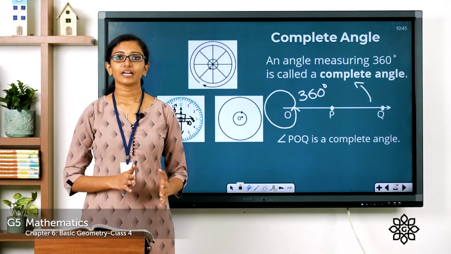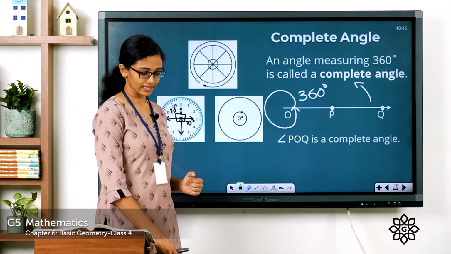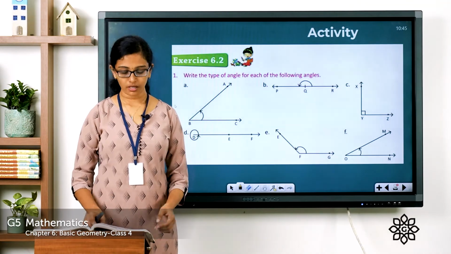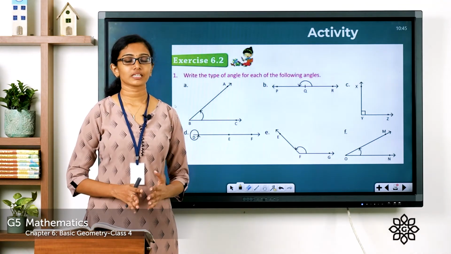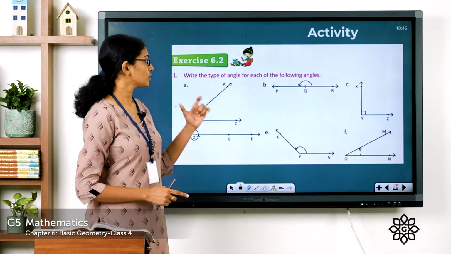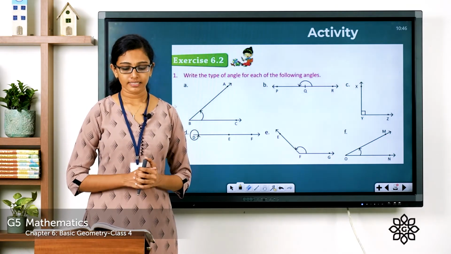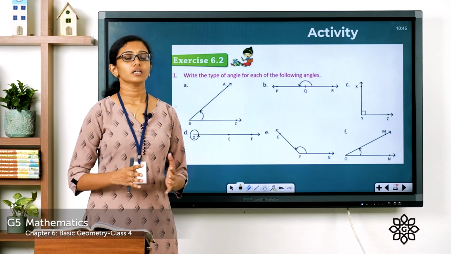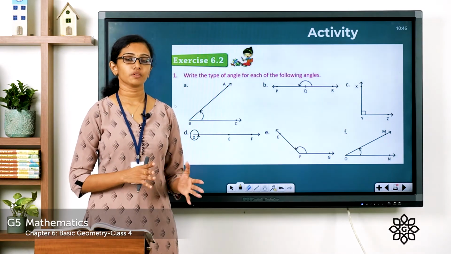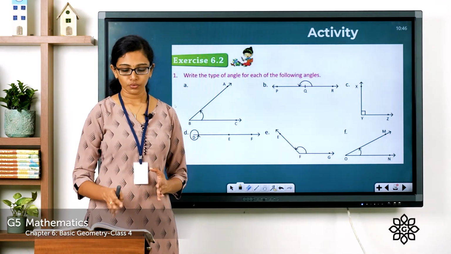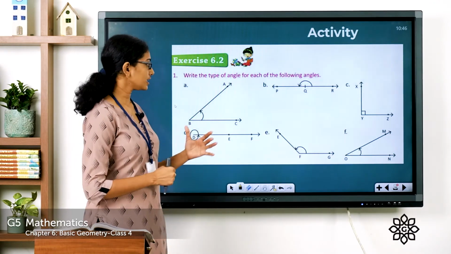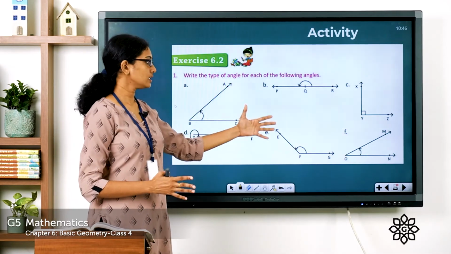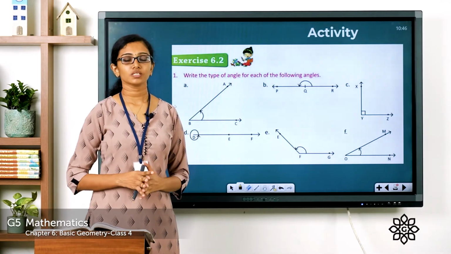Now that we have seen different types of angles, we'll do one activity. All of you please take your maths textbook and turn to page number 108. You can see exercise 6.2 in that page. You see this question there? Write the type of angle for each of the following angles. So you are thorough with the different types of angles that we learned in this class today. You have to observe the angles given here and you have to mention there which type of angle each one is. Do this as an activity.